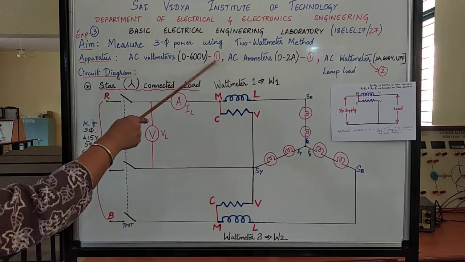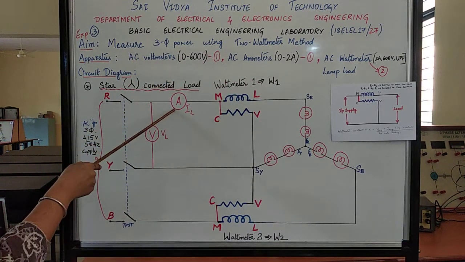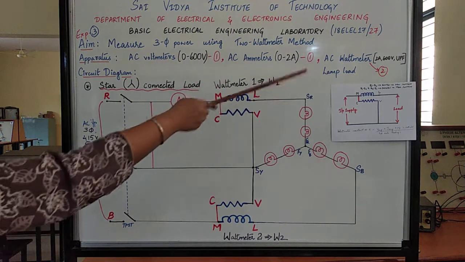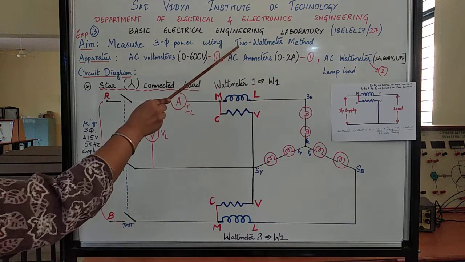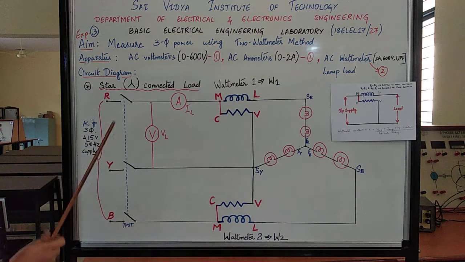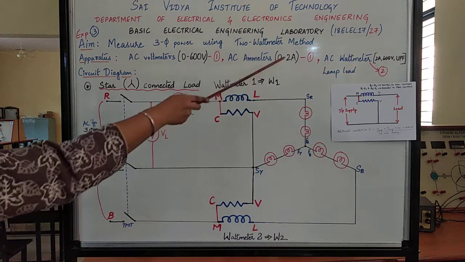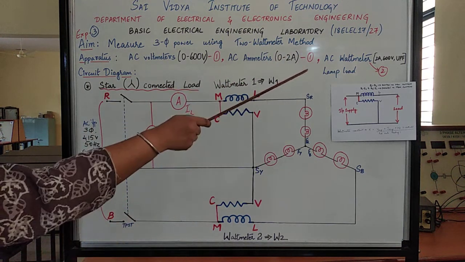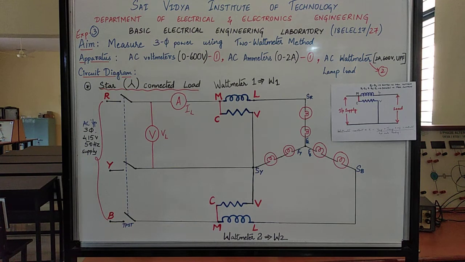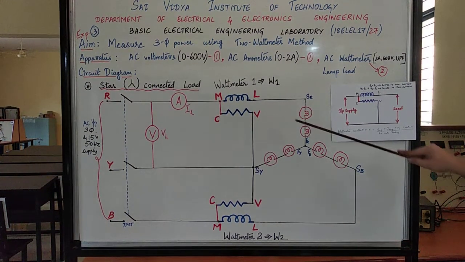We are using only one AC voltmeter, one AC ammeter and 2 wattmeters because we are conducting the experiment in 2 wattmeters method. The voltmeter is of the range 0 to 600 volts, ammeter is of the range 0 to 2 amperes and the wattmeter is of the range 0 to 2 amperes, 600 volts and UPF in nature. So this is a wattmeter and it has 4 terminals. This is for your easy understanding of how the wattmeter connections are in the terminals.